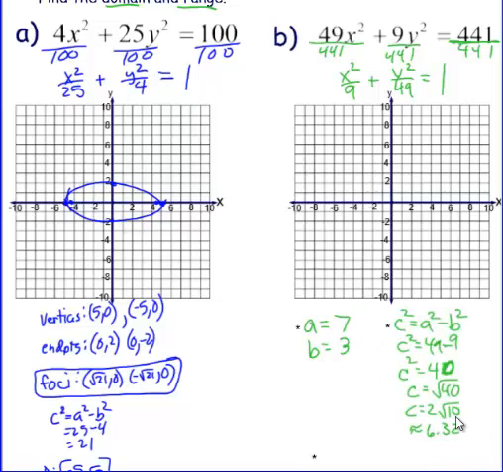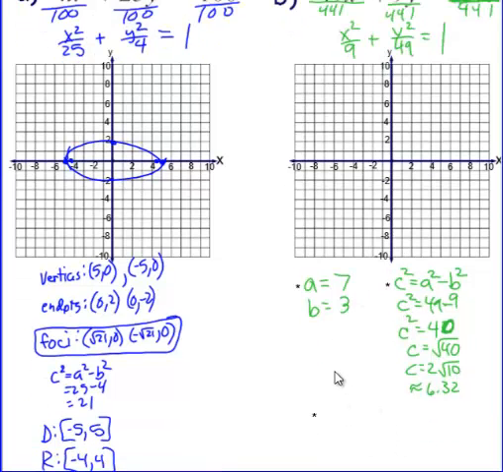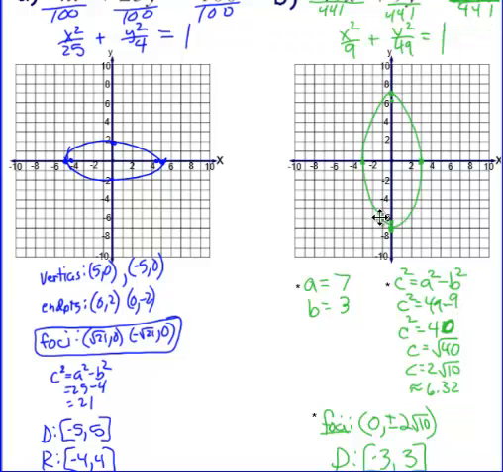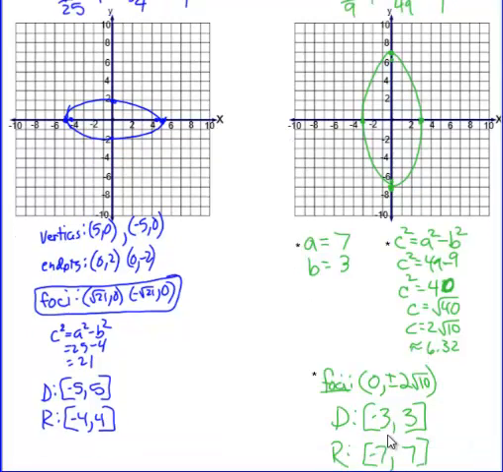So I have A, B, and C. And then I'm going to use all of that to help me identify the foci and the domain and range. So the foci would be 0, plus and minus 2 square root 2. So when I graph it, A is 7, B is 3. There we go. You can see the foci on the inside of the ellipse, and using that ellipse to identify your domain and range.